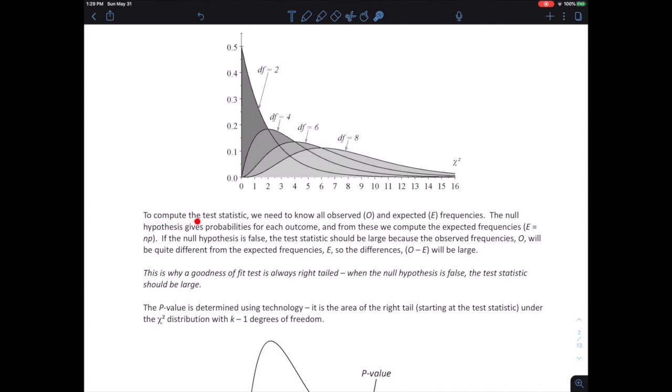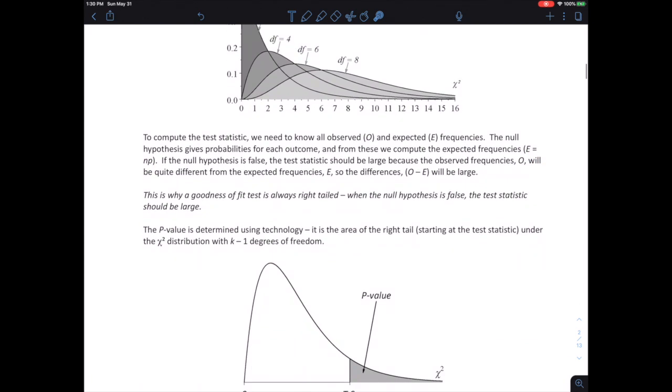To compute the test statistic, we need to know the observed and expected frequencies, and that's for every outcome. The null hypothesis gives probabilities for each outcome, and from these we can compute the expected frequencies. Again, each expected frequency is n times p. If the null hypothesis is false, the test statistic should be large because the observed frequencies will be quite different from the expected frequencies, E.